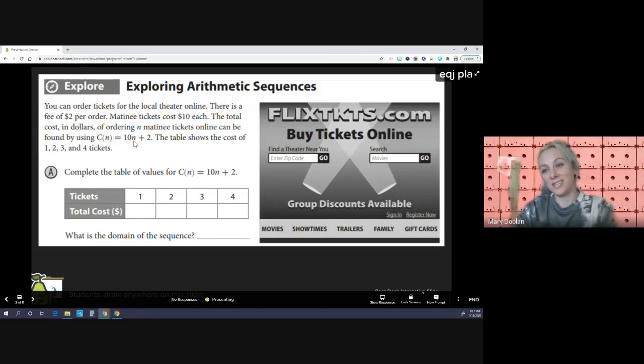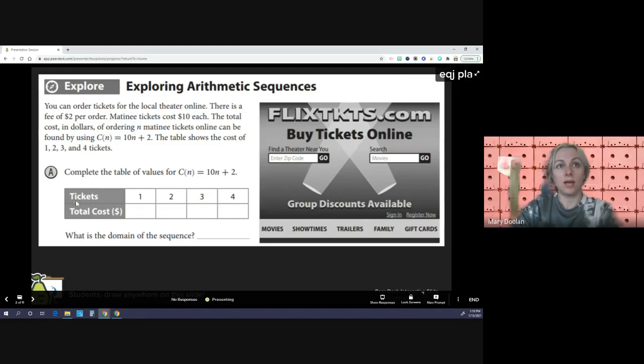So if you buy 5 tickets, it's 10 times 5, $50. If you buy 18 tickets, it's 10 times 18, $180. But no matter how many you buy, at the end you have to add on this $2, which is just a flat fee. All right, and so we have this table for our function, which is also a sequence, an arithmetic sequence. For 1 ticket, 2 tickets, 3 tickets, 4 tickets, what would the total cost be?